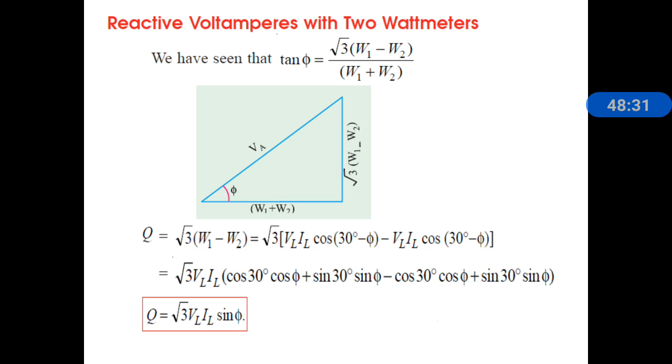Now we know that W1 plus W2 means total power, that is active power. So root 3 into (W1 minus W2) should be the reactive power. If you know W1 and W2, do the subtraction W1 minus W2 and multiply with root 3, and we get the reactive power directly, that is kVAR. So if you know W1 and W2, just multiply root 3 into (W1 minus W2). So here the derivation is given.